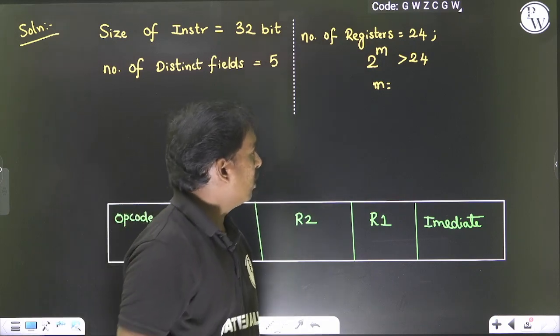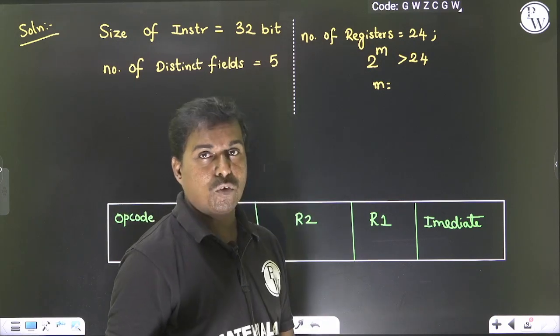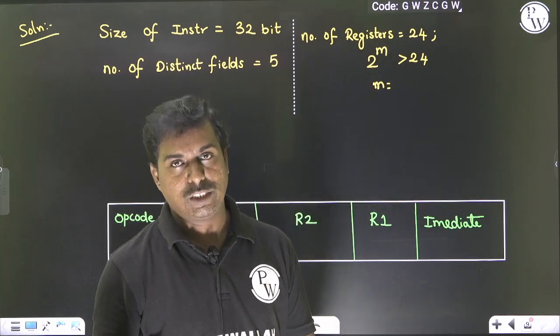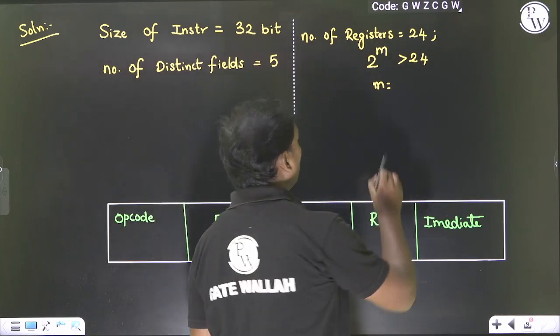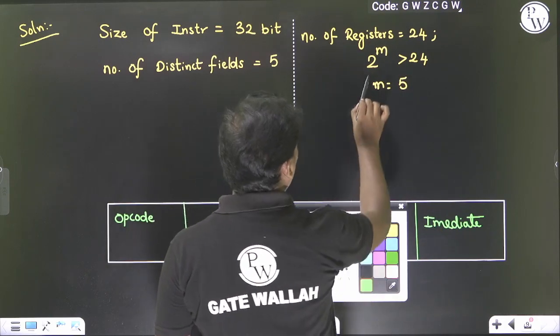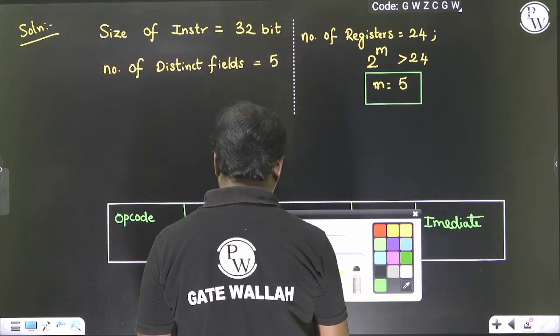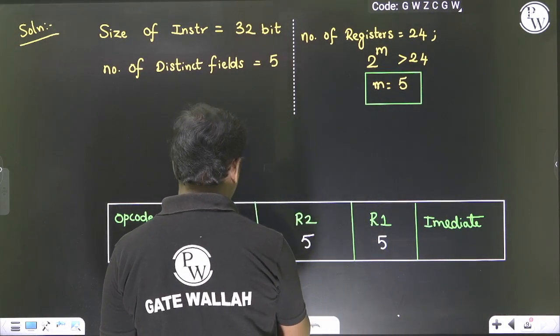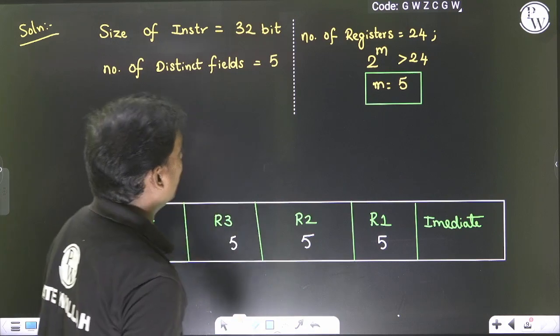If you take 4, 2 power 4 is 16, and 16 means you are not getting 24 registers. So that's why we have to go for 5 bits. So m should be 5, and the size of each register field is 5. So this is 5, this is 5, this is 5. So 3 fives are 15.